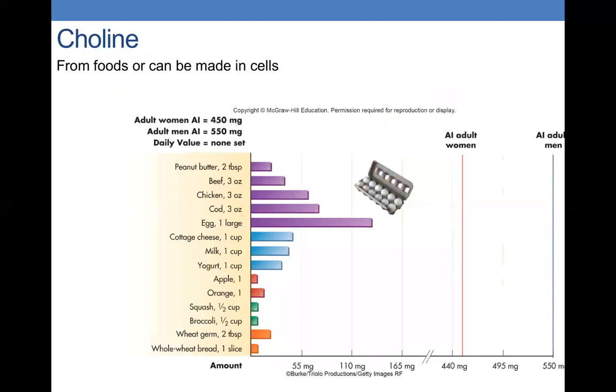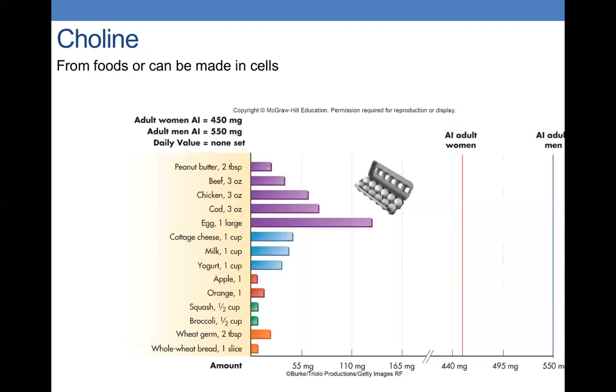Sources of choline. So we can get this from animal foods, nuts, grains, fruits, and veggies, and it can be made in our body. The process to make it in our body involves folate and methionine, and so that can contribute to our choline status. However, it's estimated that only 10% of Americans meet their adequate intakes for choline. So it's very, very likely that we are deficient in choline.